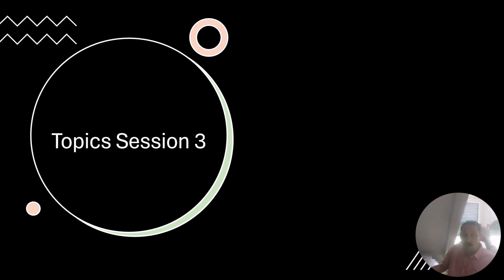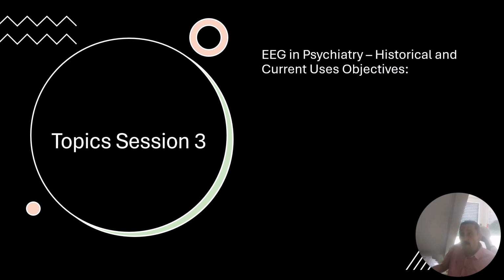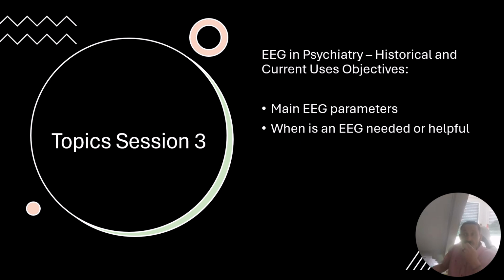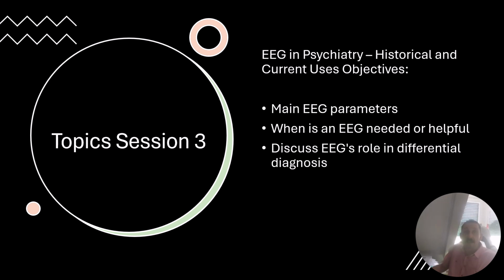The topics of this session today are the EEG in psychiatry, the historical and the current uses, and the objectives are again the main EEG parameters, so the parameters that are common and that have to be used in every EEG to rule out any pathological patterns. But before ruling out pathological patterns, it's important to define the normal patterns. So we talk about these parameters that define a normal EEG. And we discuss the topic when an EEG is needed or helpful, especially in psychiatry, of course. And we discuss the EEG's role in differential diagnosis, at least in some examples.